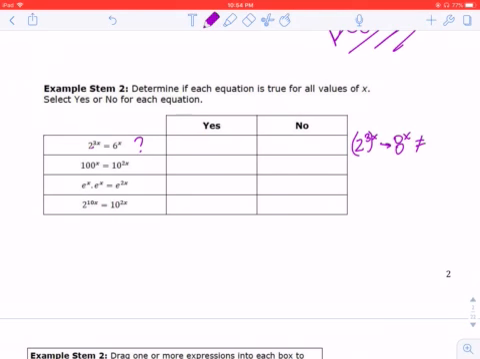And I ask myself, is that the same as 6 to the x? Because that's what they tell me that it's equal to. And of course, I know that those are not always the same. And so I'd say, no, they're not the same.